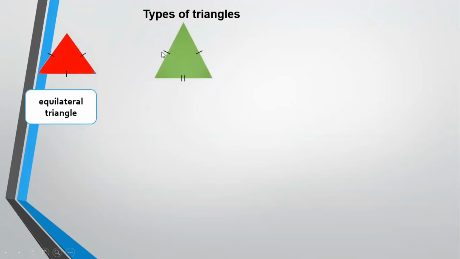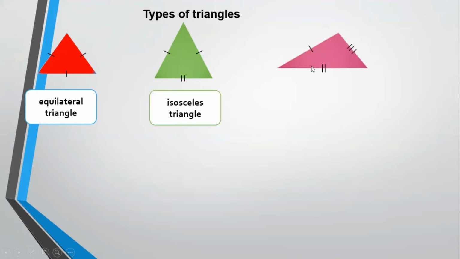Here in this you can see that these two sides are equal. So if two sides of a triangle are equal, then it is called an isosceles triangle. And in this triangle you can see that all of these markings show that all the three sides are of different length. So we say that this triangle is called a scalene triangle. Now let us understand the types of triangles based on the angle.